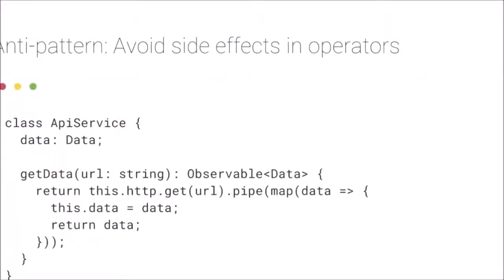Another anti-pattern that I frequently see is the use of side effects in operators. For example, in this code example, we have an API service with a getData function that gets data for a URL. And we're calling Angular's HTTP client, getting this URL, piping it through a map function. But we're abusing the map operator to pull this .data out, to set a property on our API service.